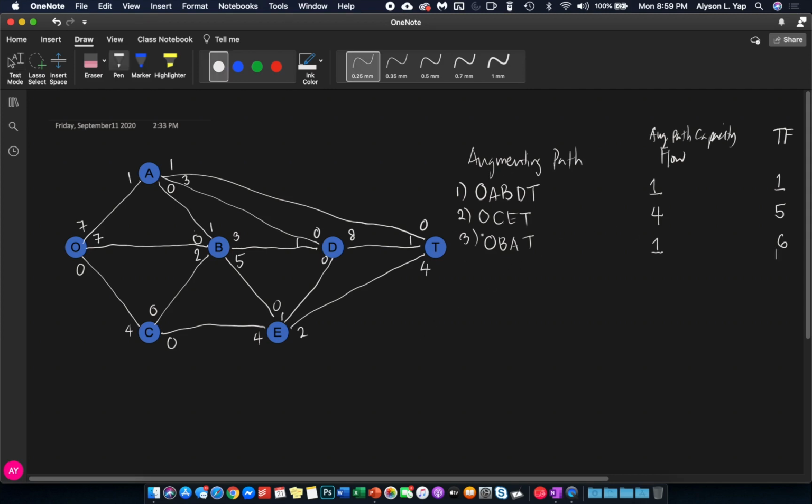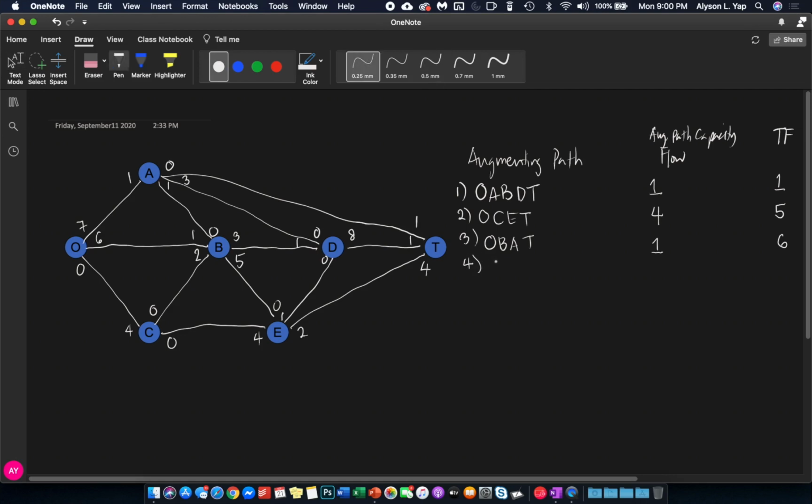Okay, so let us update the residual capacities. We will let one unit move, so this 7 0 will become 6 1. This 1 0 will become 1 0, and finally this 1 0 will become 0 1. Okay, we can continue and identify other augmenting paths.